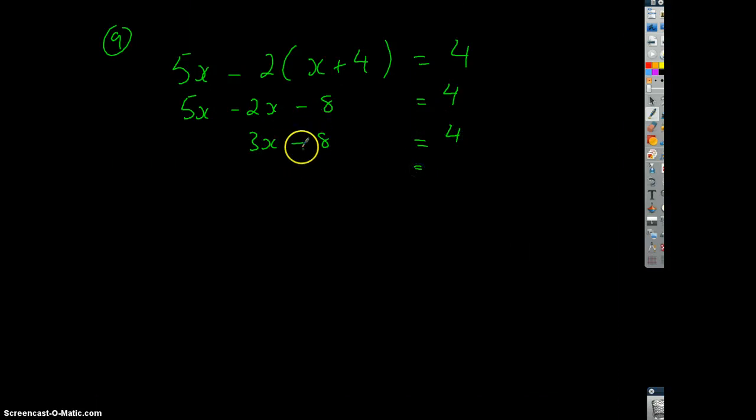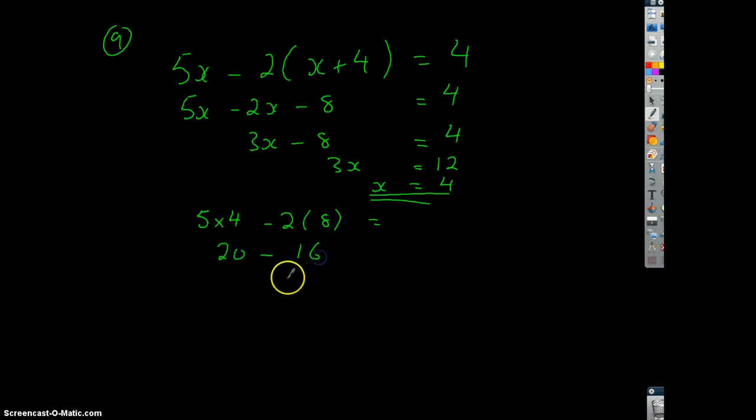Let's add 8 to both sides, leaves us with 3x is equal to 12. And we don't want 3x, we want 1x, or we can think of it as 3 times what equals 12, x must equal 4. Okay, let's check this out. 5 times 4 minus 2 times, now 4 plus 4 is 8. What does that equal? Let's just see. 20 minus 16 does equal 4, and the right hand side also equals 4. So I'm pretty sure that the answer is correct.